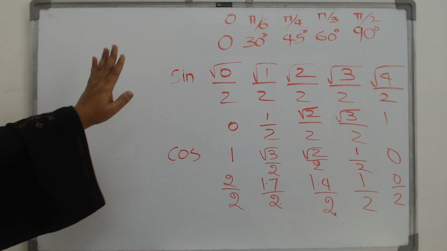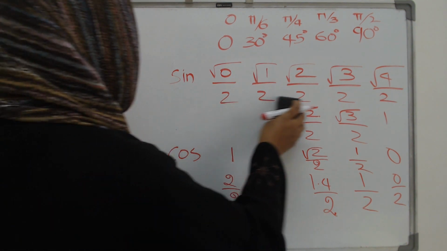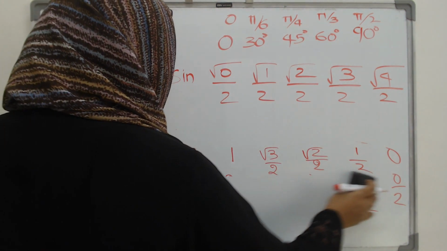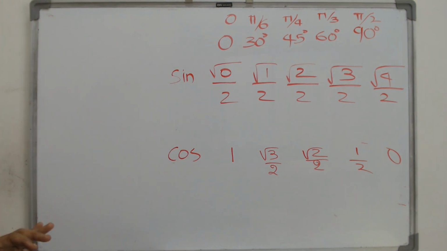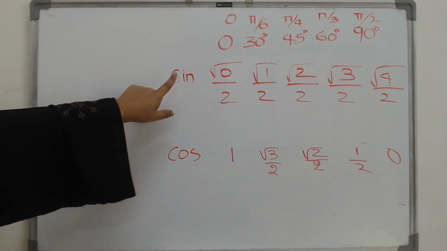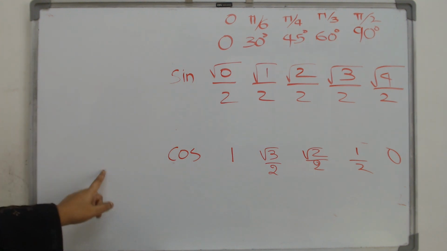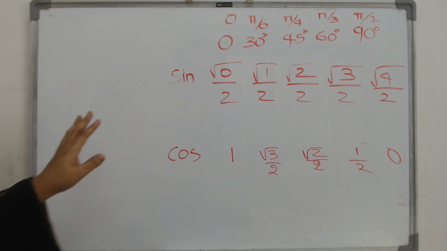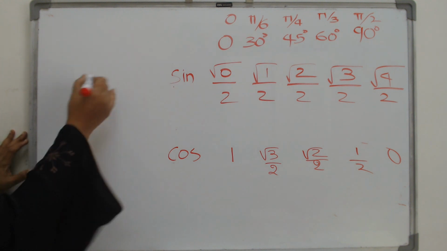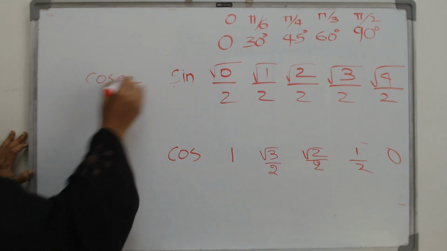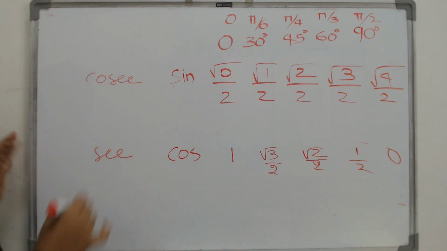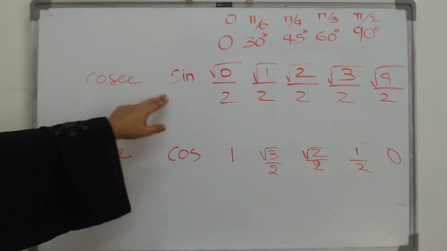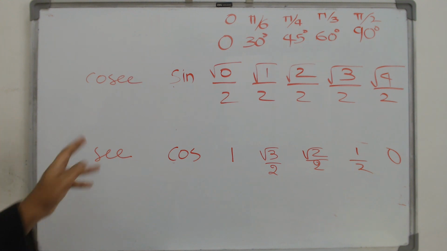Now we will use this table and find the rest of the values. How will we find the rest of the values? A very easy way to remember the reciprocal of sine and cos is just remember C and S. So when this is sine, its reciprocal will be cosec theta. If this is cos, its reciprocal will be sec theta. Remember S and C in each one of the combinations.